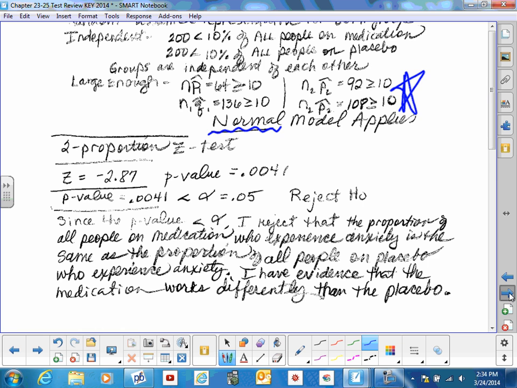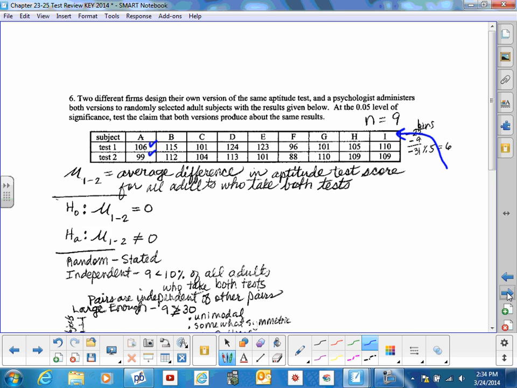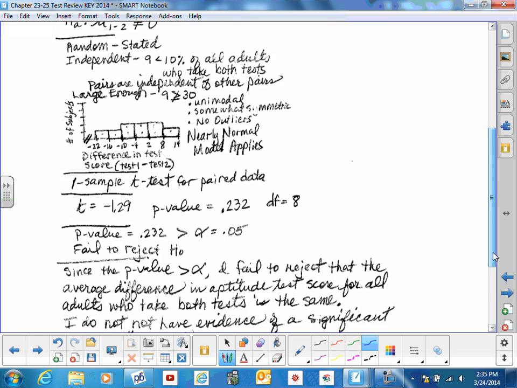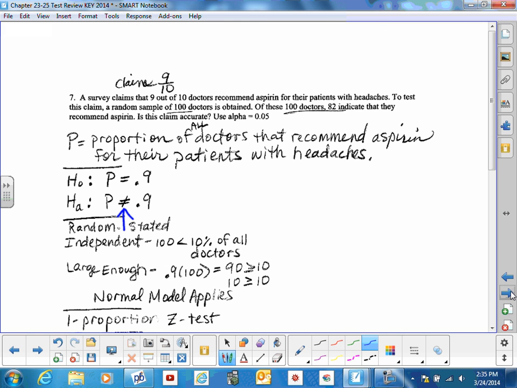Okay, and so on. Number 6, the only question I got on that is how did I know this one was paired? And the answer is because each subject took 2 tests. So, I mean, it was 1 person, 2 tests, so there's really only 1 sample. Okay, that's the only question I've gotten on that one. Next.